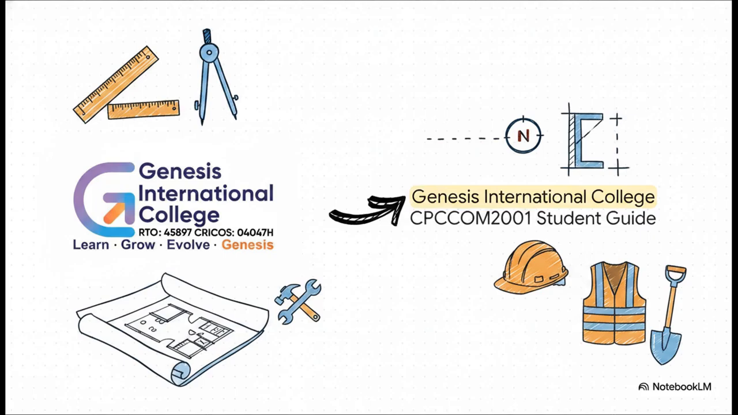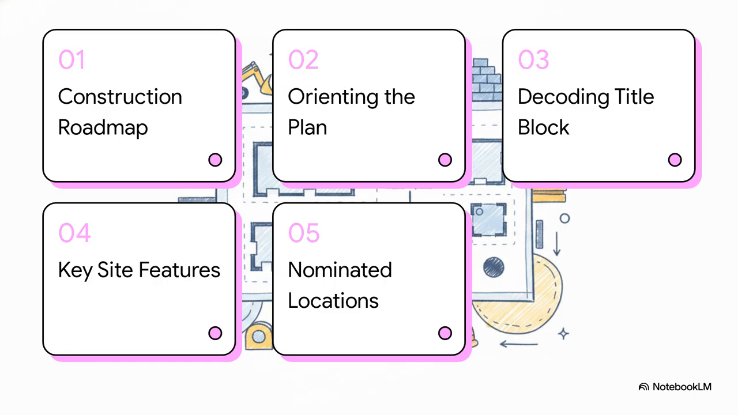And to do that, this explainer is drawing directly from your official Genesis International College material for Unit CPCCOM2001, Read and Interpret Plans and Specifications. We're going to completely break down all that technical jargon. We'll unpack the structured steps you need to confidently step on any job site and know exactly what you are looking at. It's going to be a real game changer for you. Okay, let's dive into this.